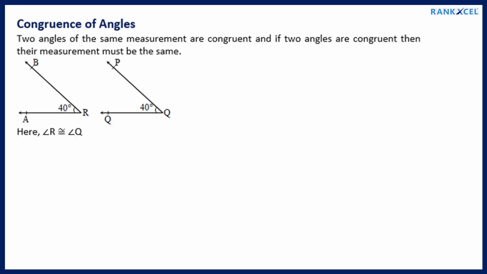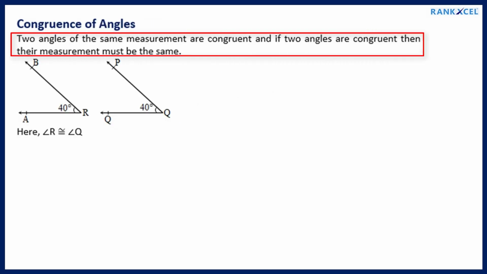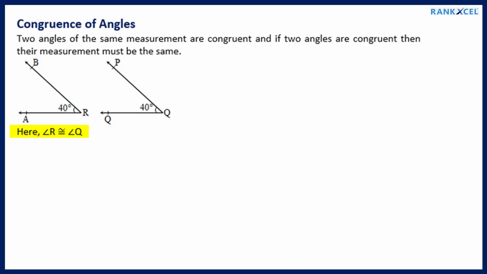Congruence of angles. Two angles of the same measurement are congruent, and if two angles are congruent then their measurements must be the same. Here, angle R is congruent to angle Q.